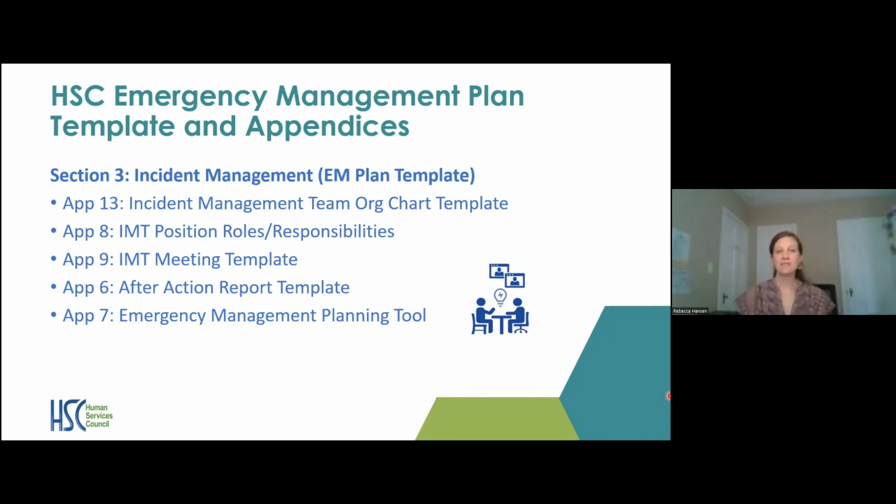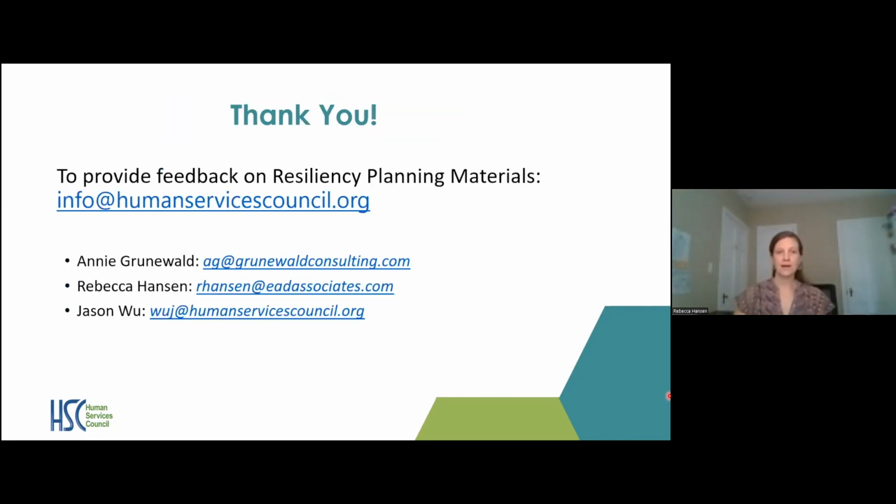Appendix 6 is the after action report. That again is just to capture and document what happened in that emergency response and during that incident, and then help you identify how you want to improve, which is all captured in Appendix 7, the emergency management planning tool. So that wraps up our webinar for today.